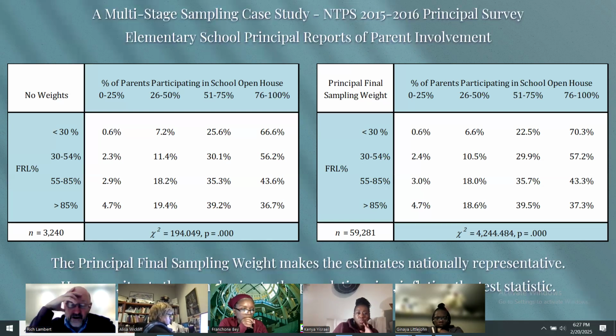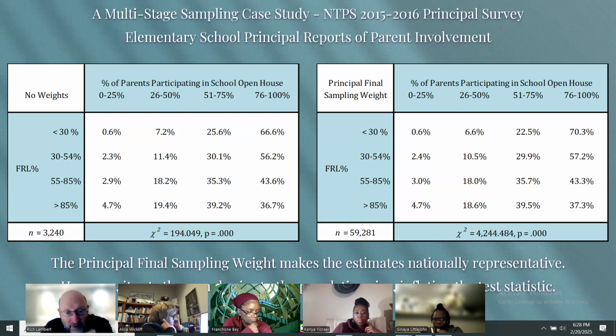So the second panel, the panel to the right, this is where we've applied the sampling weight. And notice how, again, we get a statistically significant result, and we get the same basic pattern. But notice how the statistics are not always identical. So for example, if you look at the lower left, it was 4.7 in the weighted, and it was 4.7 in the unweighted. So the sample was really representative of elementary principals who work in high poverty schools who say that less than 26% of their parents show up. In other words, that number didn't change.